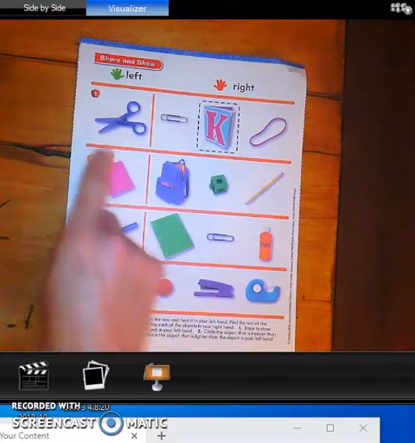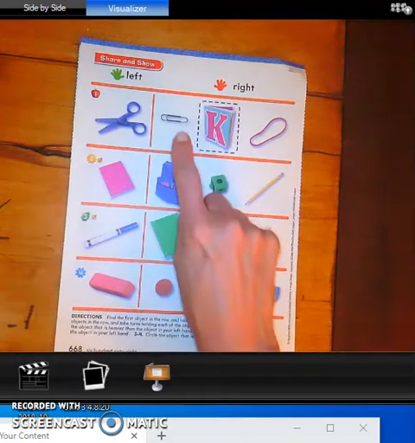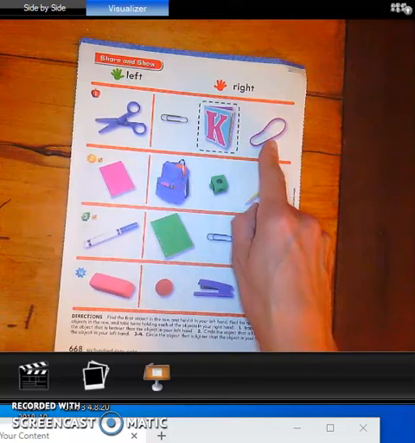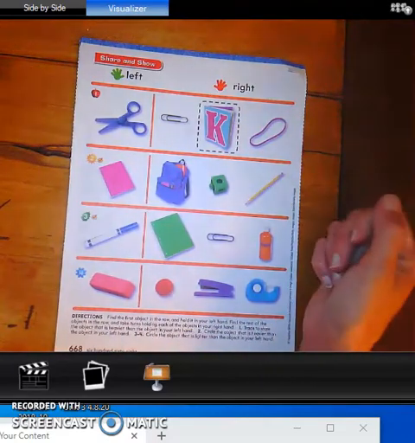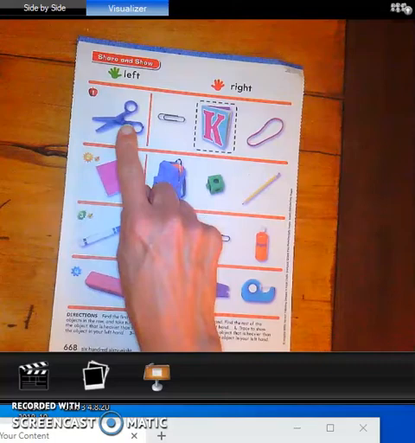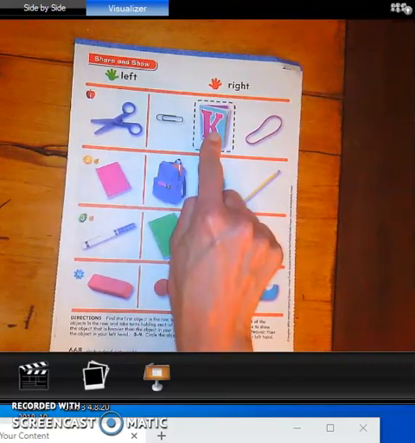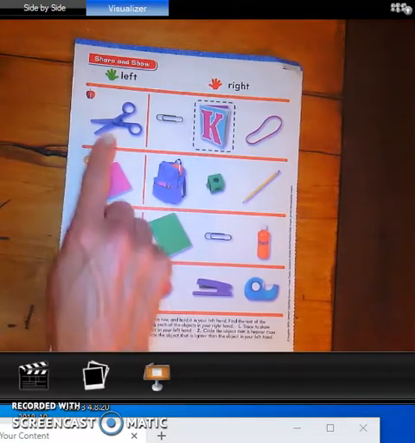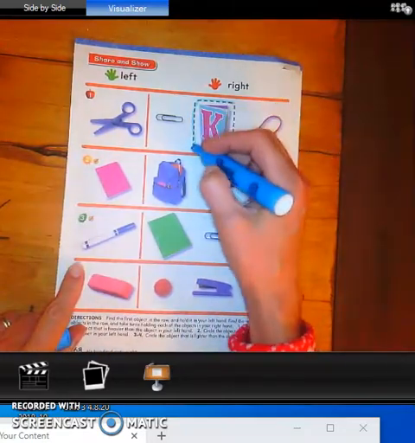So if we look at number 1, we have a pair of scissors, and we're going to look at these objects here. We have a paper clip, a book, and a rubber band. Which object is heavier than scissors? A paper clip, a book, or a rubber band? And a book would be heavier than a pair of scissors, so that's why the book is going to get a circle around it.